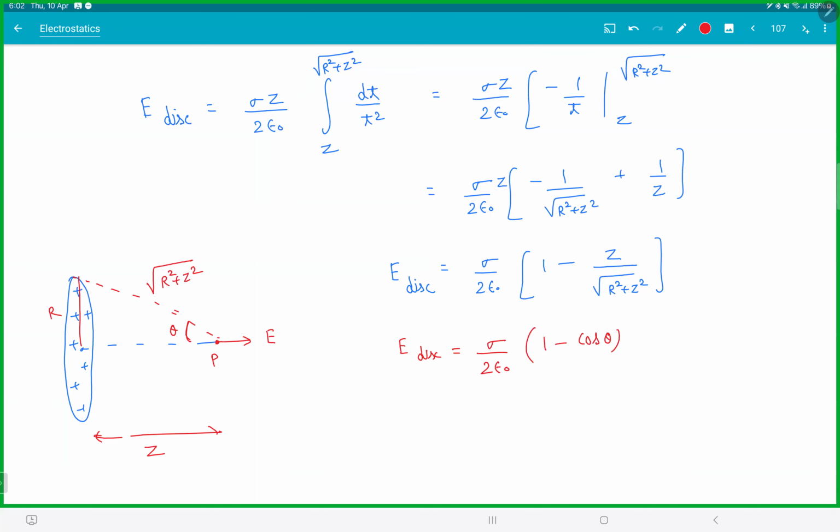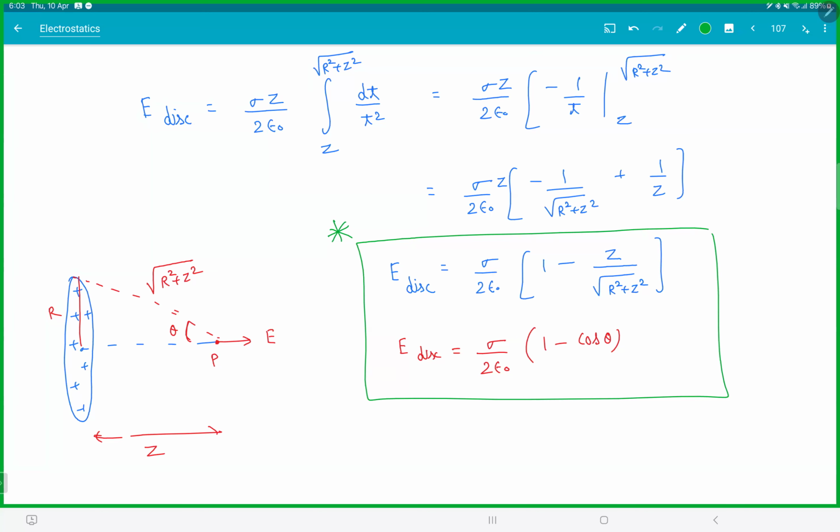This is easier to remember, right? Instead of Z and everything, this will be a much easier formula to remember. If you can remember it is 1 minus cos theta, it will be easy to figure out from the theta that you can calculate from the dimensions. Is that clear, everyone?